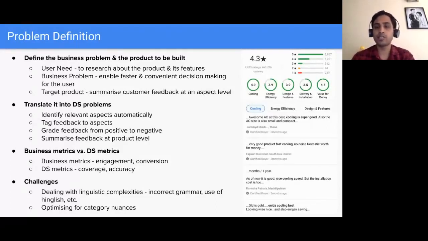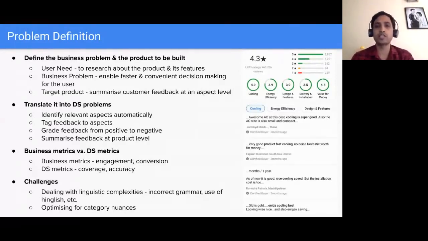And there are multiple ways of doing that. One of the ways we defined, through whatever understanding and hypothesis we had, is: let's build a target product, like the target product which we have here. Let's build a product which summarizes customer feedback at a product aspect level. Let's show the ratings summarized on each of these. And that was the target product that we were trying to build.